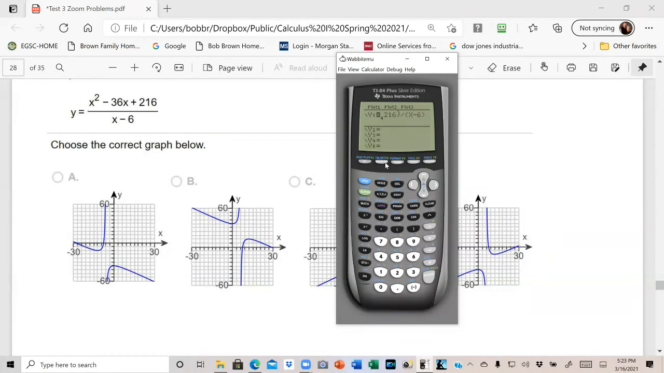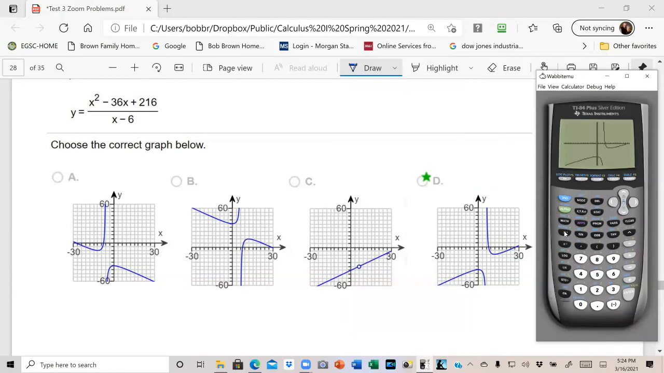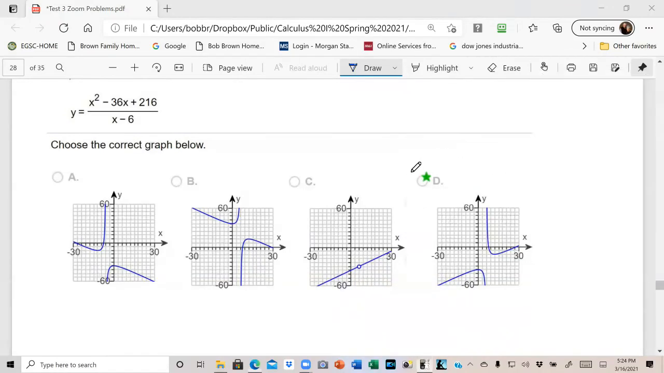And to graph it, you want to set the window up just like it's shown here. Here it goes minus 30 to plus 30. So I've got minus 30 to plus 30. And then for y min, y max, minus 60 to plus 60. Then you graph it. And you get this. And it's pretty obvious. The answer is D.